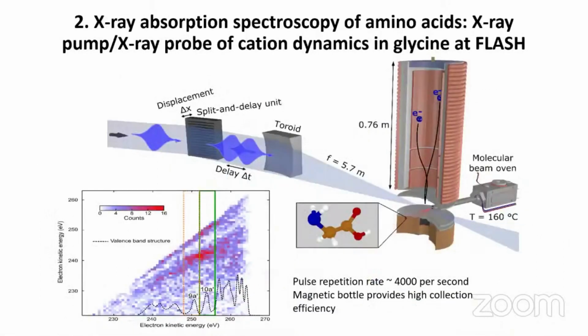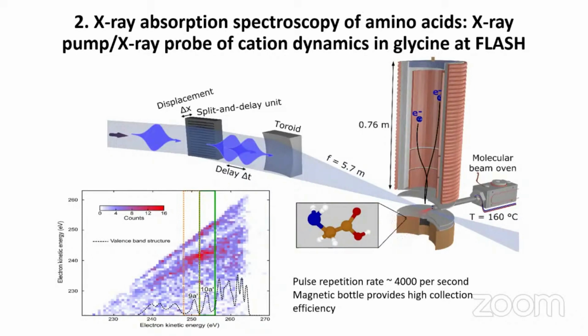We did a similar experiment in glycine. So in glycine, we are looking at a slightly larger molecule, and we're probing this time not at the oxygen K edge, we're probing at the carbon K edge in this case. So we're using 2 pulses from the FLASH free electron laser generated by their fancy split and delay unit.